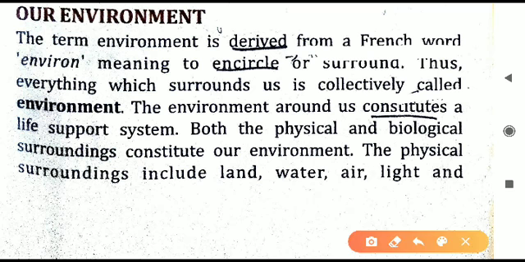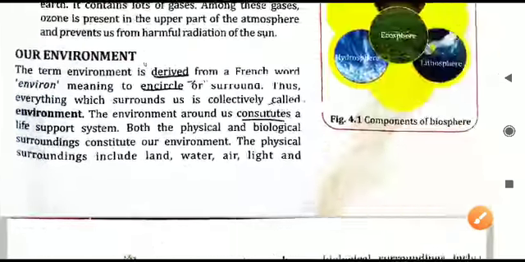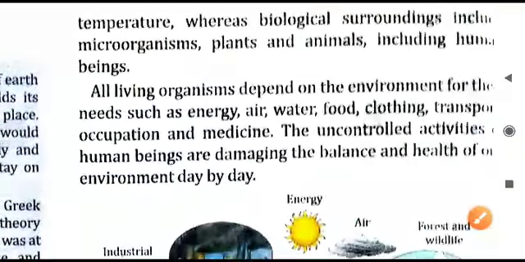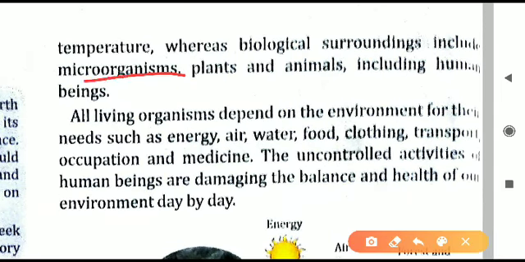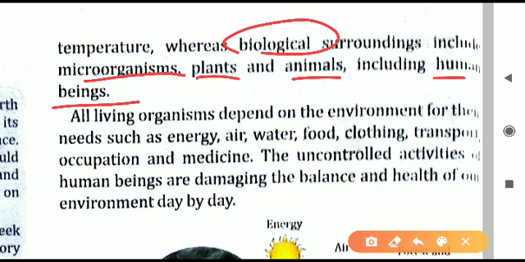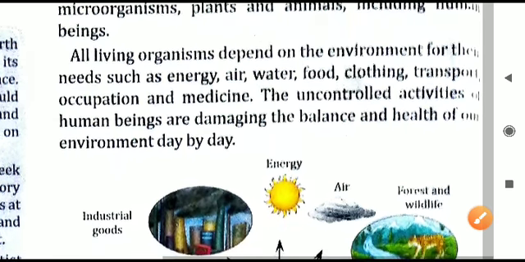Now this environment will have all the factors. It can have physical surroundings or biological surroundings. Both will constitute the environment. Physical means the non-living things, and biological means the living things in the surroundings. But all will be a part of the environment. Like land, water, air, light, all these are the physical surroundings. They are not living things, but still they are important for life to continue. Next, biological surroundings: microorganisms, plants, animals, all these, including human beings. These are the living things which are surrounding us all the time.